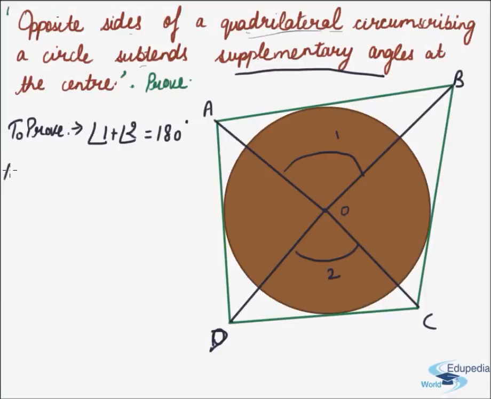Now, for proof of this statement, let us first label the points of contact of the different sides with the circle as P, Q, R and S. By a quadrilateral circumscribing a circle, we mean that the quadrilateral touches the circle at specifically 4 points.